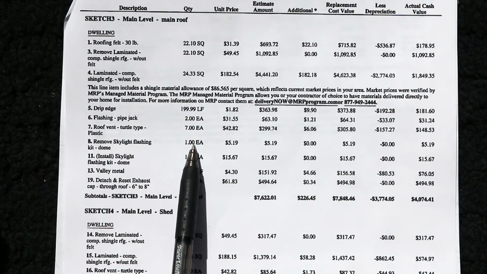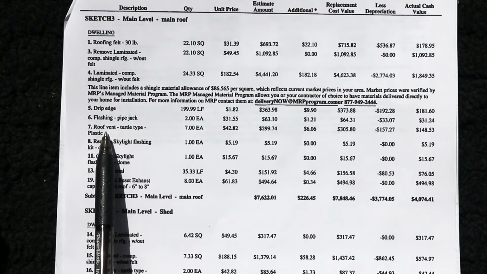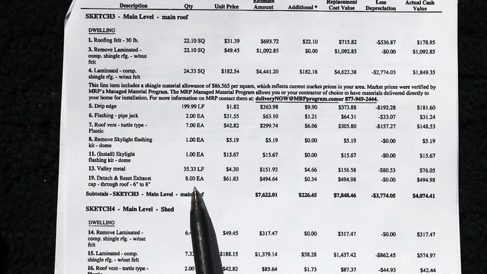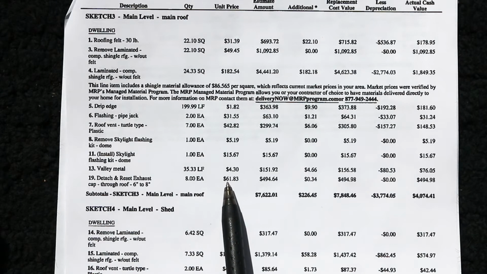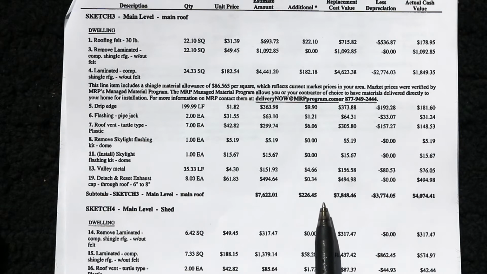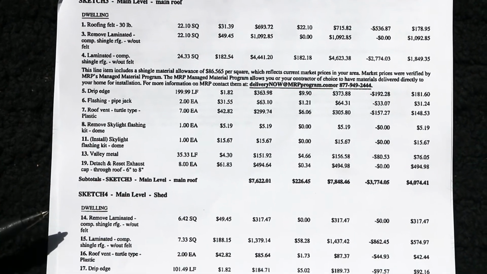As you can see, they itemize the roof very carefully. The drip edge, the flashing, the vents, each item is listed by quantity. There's no rounding up, there's no estimating, it's exact units, and the price changes monthly. So this is the subtotal plus the taxes, which gives you this item, which is your replacement cost. So I can look at this and know that the roof replacement for the house is going to cost $7,848.46.